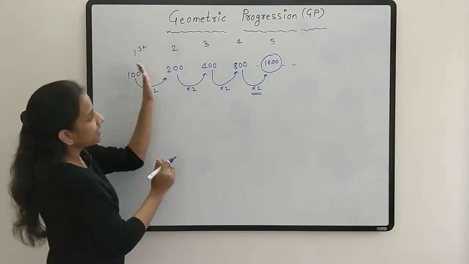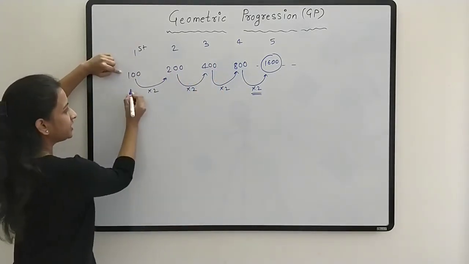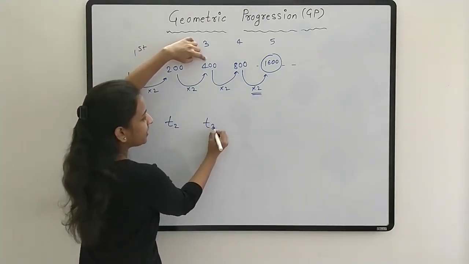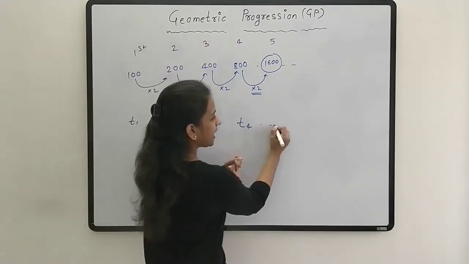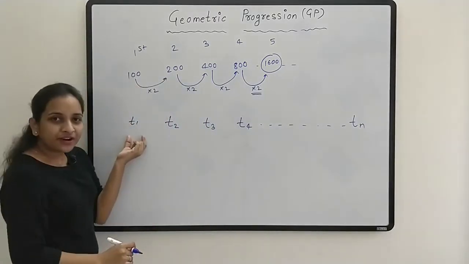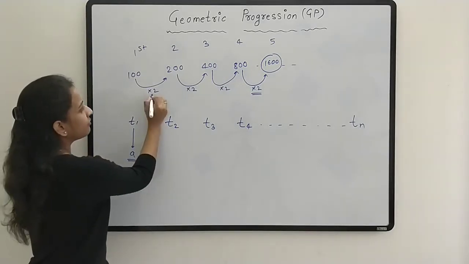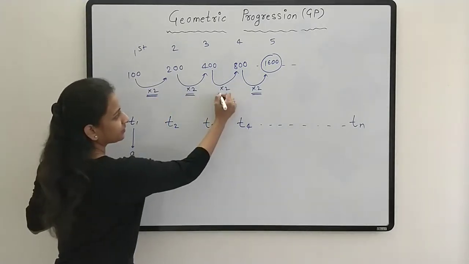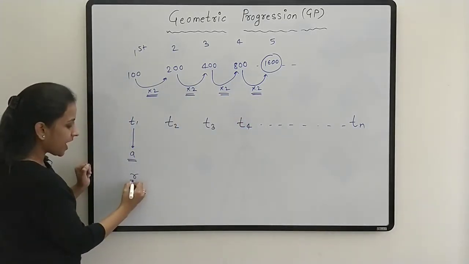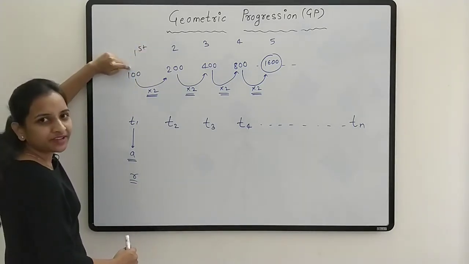Now, here in this series, each number is called a term. This is the first term denoted by T1. This is the second term denoted by T2. Third term denoted by T3. Fourth term T4. Like this there are terms and the nth term is Tn. Easy? Now the first term is also denoted by A. Okay? Here the constant multiplier, see, this is constant. This is called the common ratio and denoted by R. Okay? See, to get the next number, we are multiplying the common ratio to its previous number.